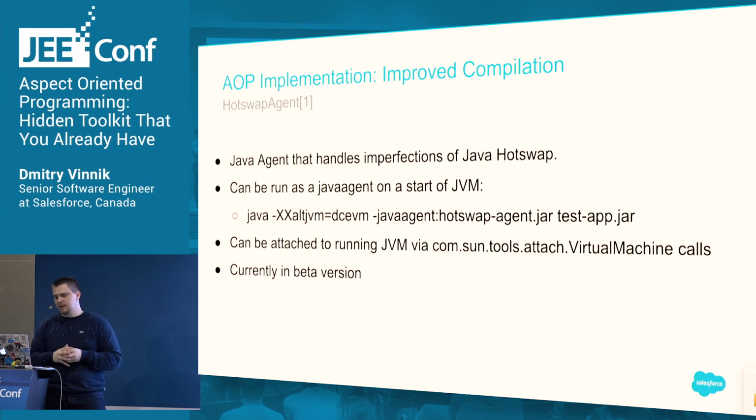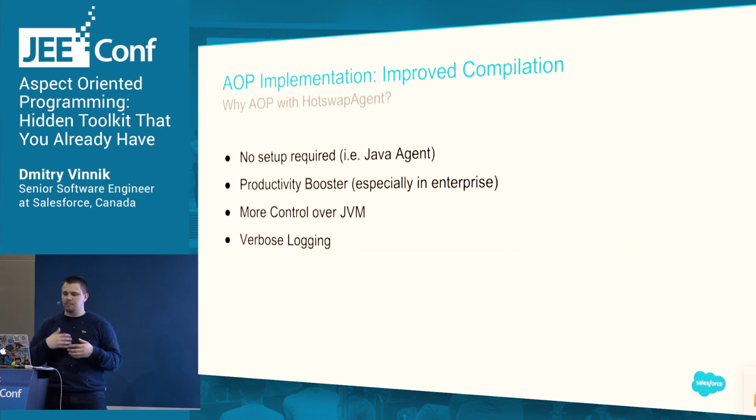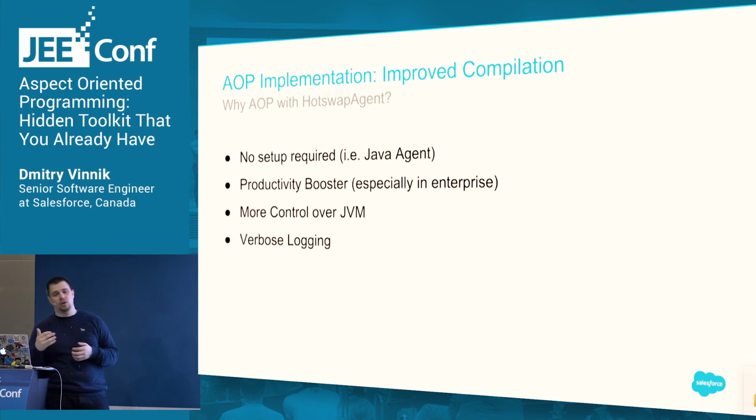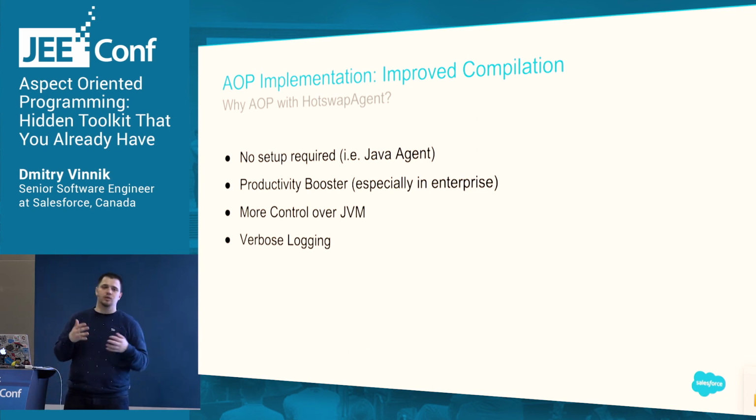But the idea is that it's basically handling those imperfections and gives you this productivity booster. As I mentioned, in enterprise, it's crucial for you. There is no setup required because it's a Java agent to begin with. And again, you have more control over the JVM you're working with. Not much, but still at least it gives you the idea you have control. And I would say it has good logging overall, quite verbose. It tells you what was recompiled and if it even recompiled. So you don't have to guess, oh, are my changes in yet?